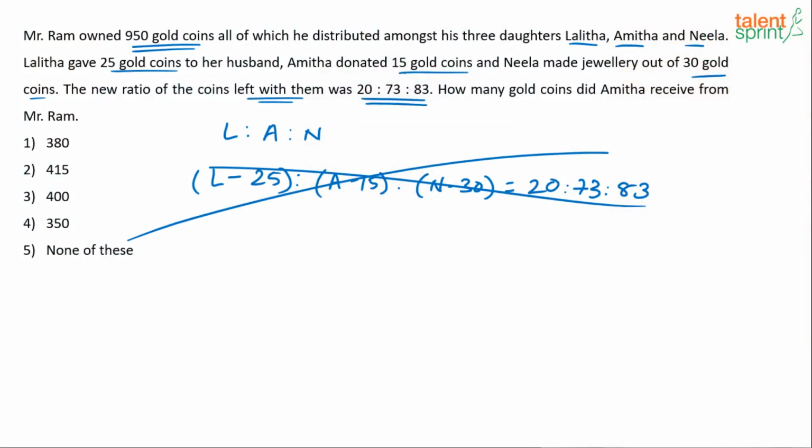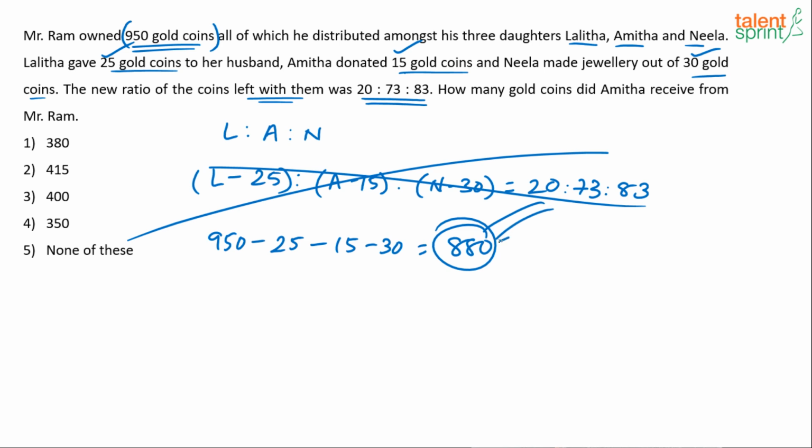Instead, a better way of solving this question would be as follows. See, a total of 950 gold coins were there initially. Out of these 950, 25 plus 15 is 40, 40 plus 30 is 70 coins that have been spent. So what is the balance? 950 minus 25 minus 15 minus 30. Total spent is 70. 950 minus 70 is 880. I can simply say that the 880 coins now are in the ratio of 20:73:83. Yes or no? The balance that we have.